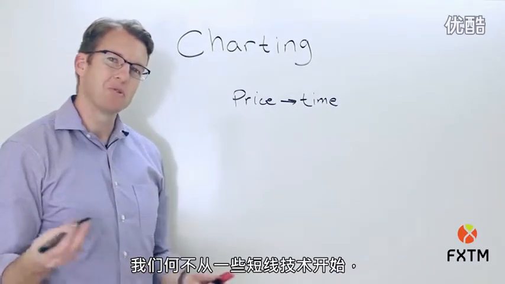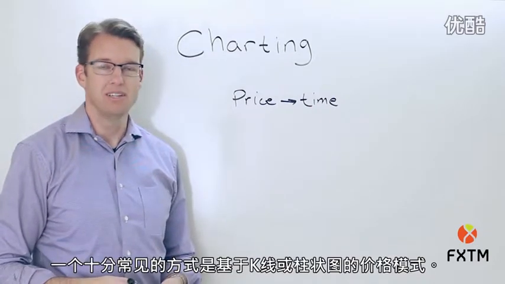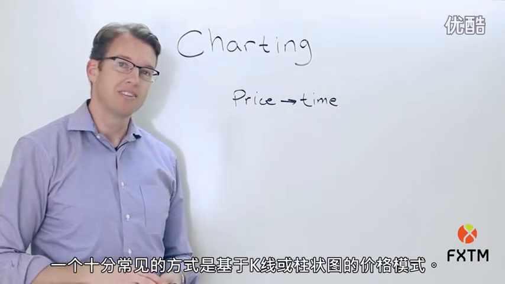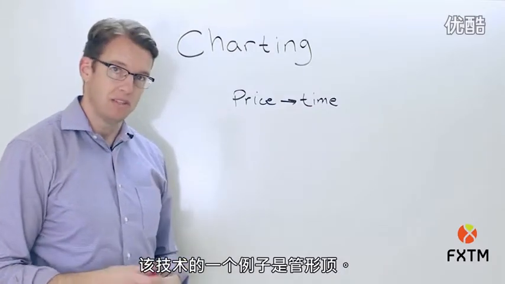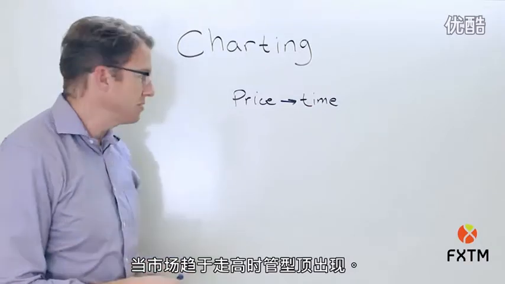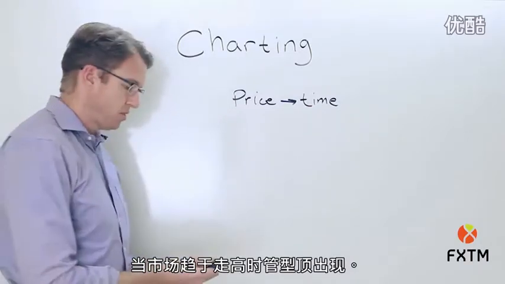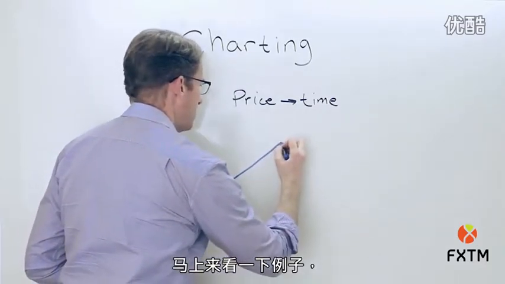Why don't we start with some short-term techniques? When we think about short-term techniques, a very common way to approach this is with price patterns that are based on candlesticks or bars. An example of a technique like this would be pipe tops. A pipe top appears when the market has been trending higher. We'll look at an example of this here in just a second.